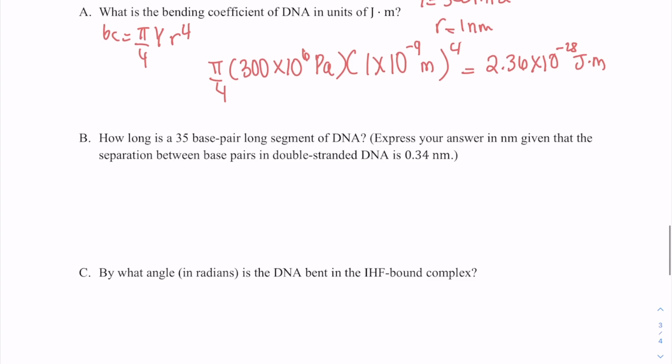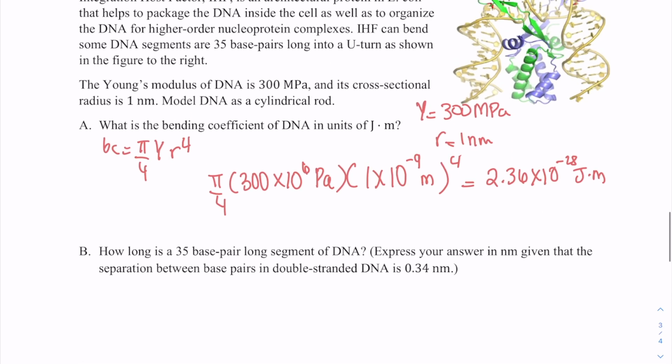Now for part B, how long is a 35 base pair long segment of DNA? I want to express our answer in nanometers, given that the separation between the base pairs in double-stranded DNA is 0.34. So this is actually really simple. There's absolutely no physics involved in this. The separation between each base pair is 0.34 nanometers. If there's 35 of these, what do we do? No, you don't have to add the diameter.